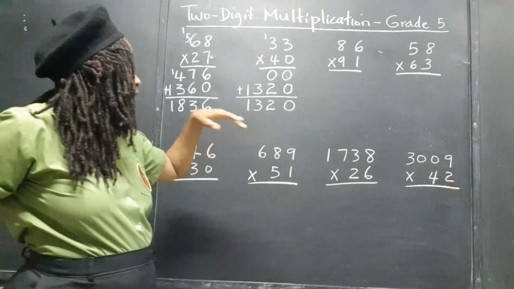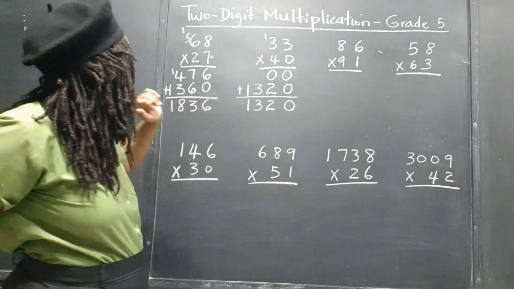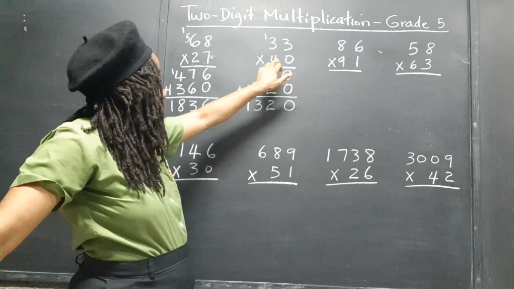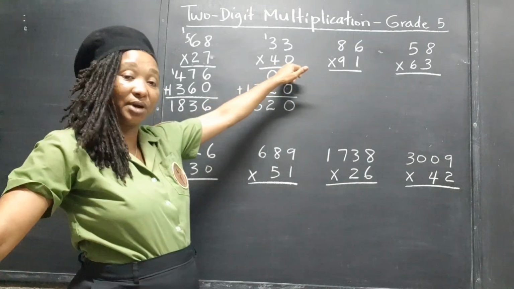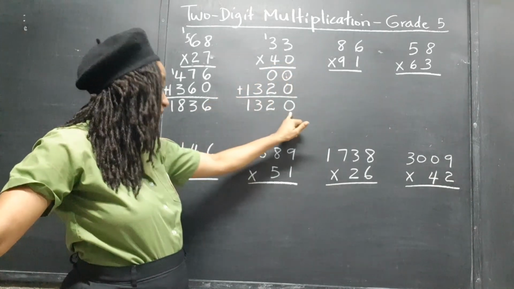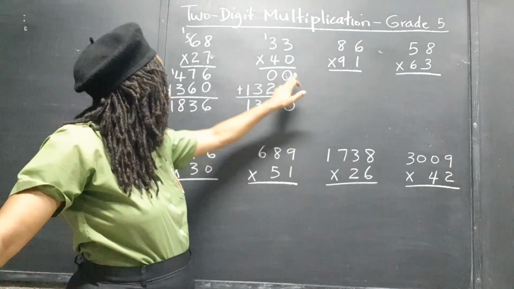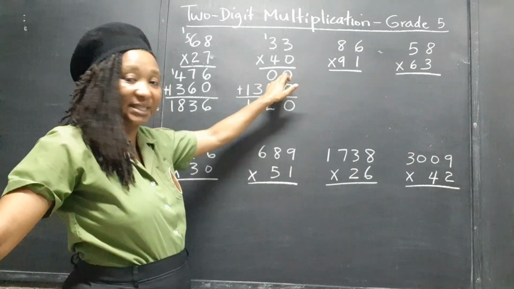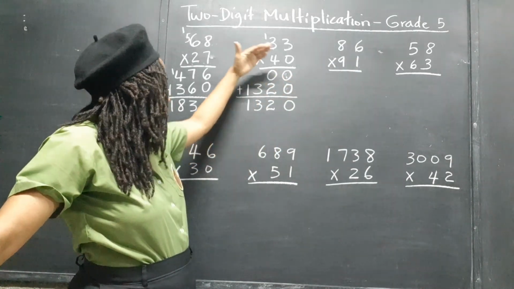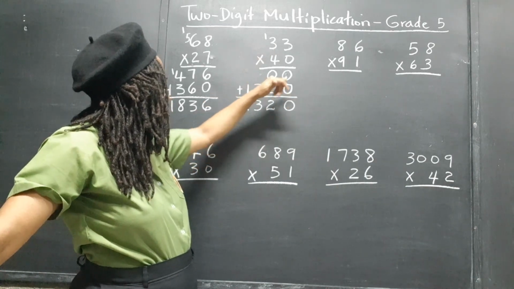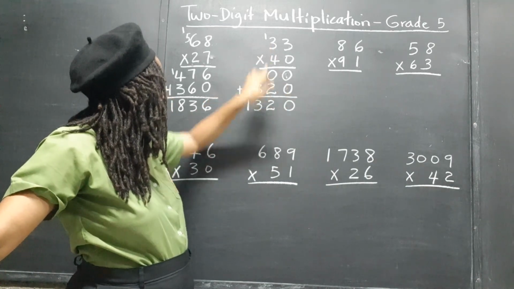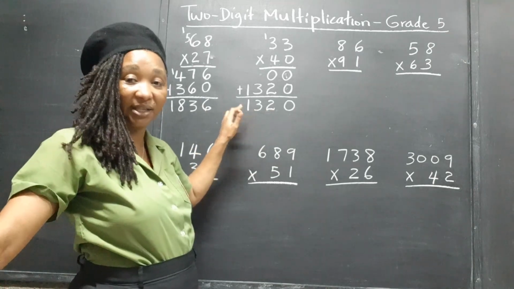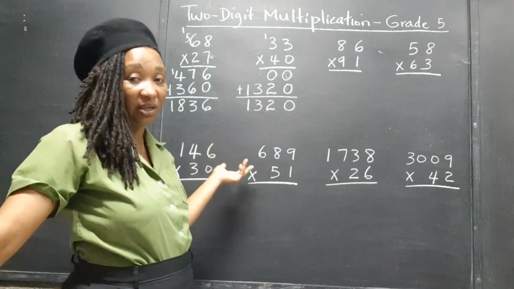1,320. Now, you realize that when we're multiplying by a number that has a 0 at the end, we could have just put a 0 at the end instead of having to do this step. But I just did it to show you still, but you could just put a 0 at the end and multiply by the 4 and put the answer for that. And you would have gotten the same thing.